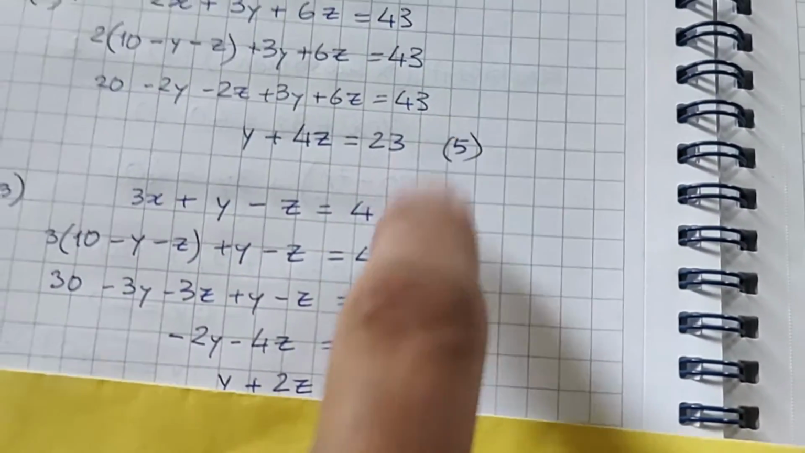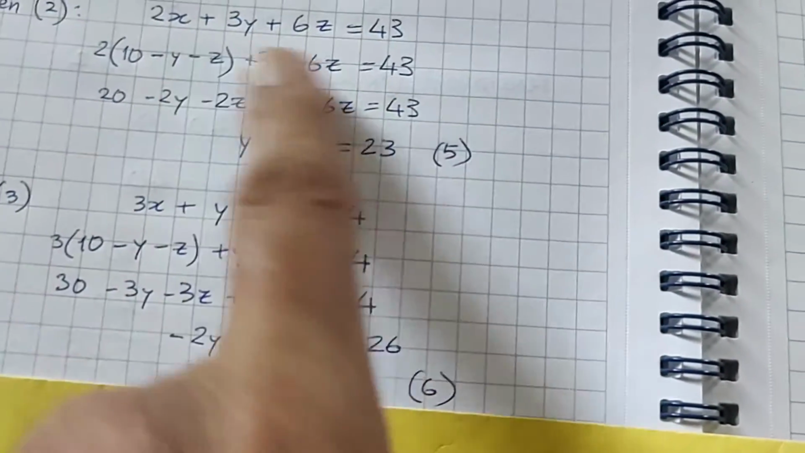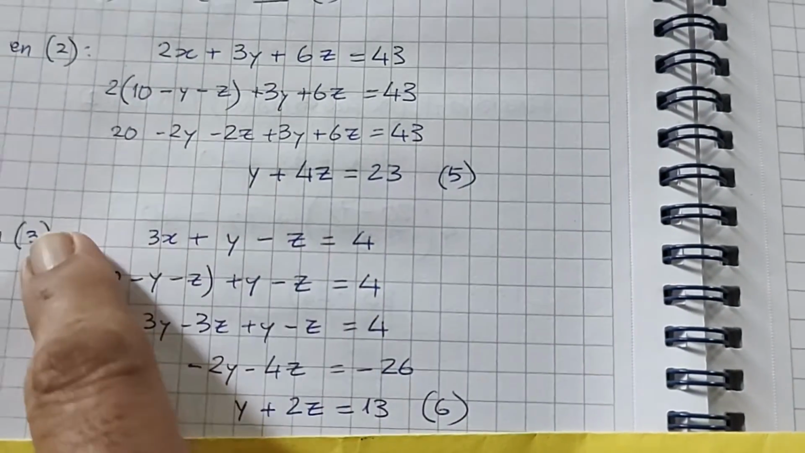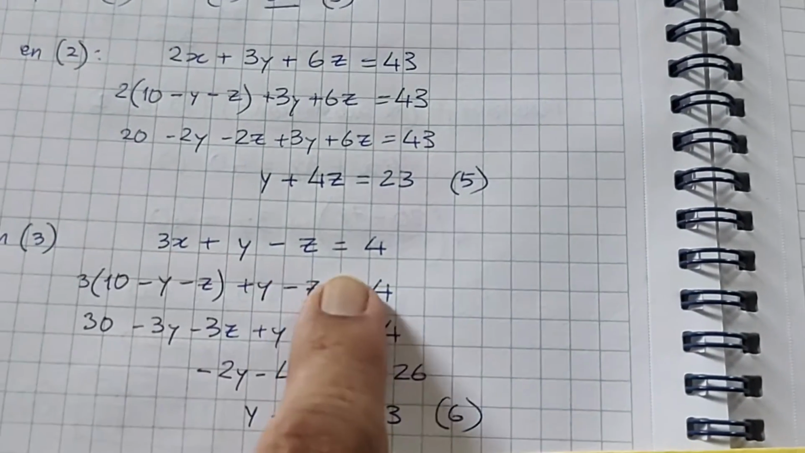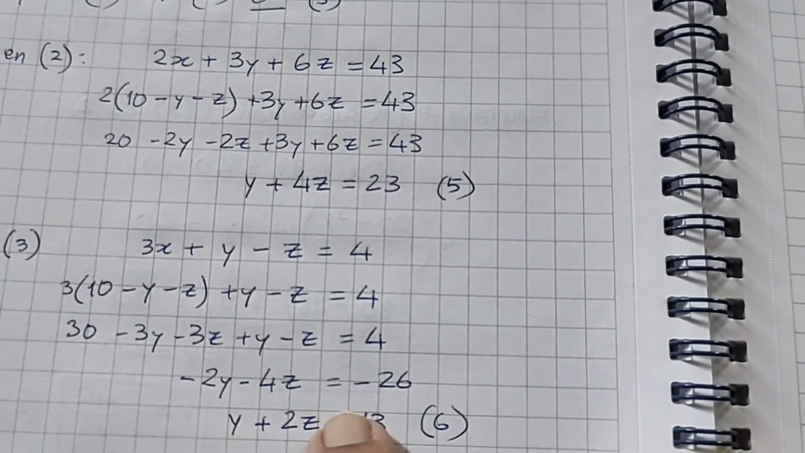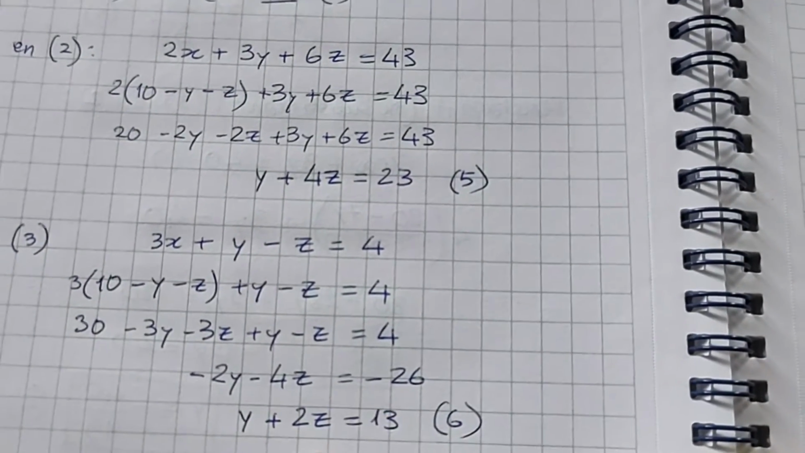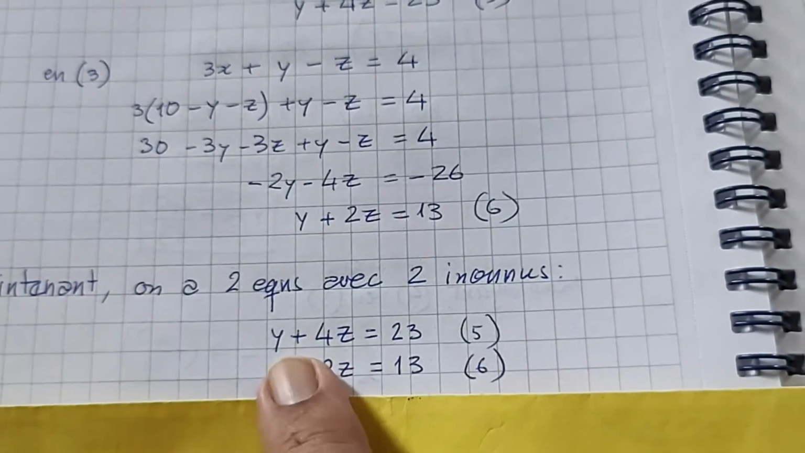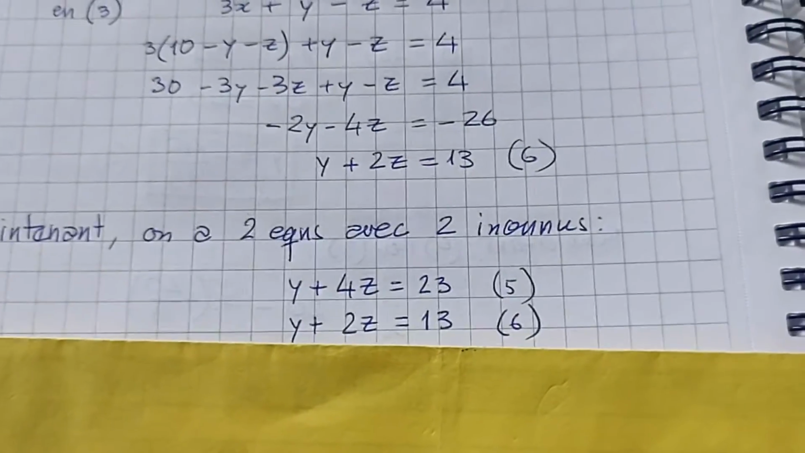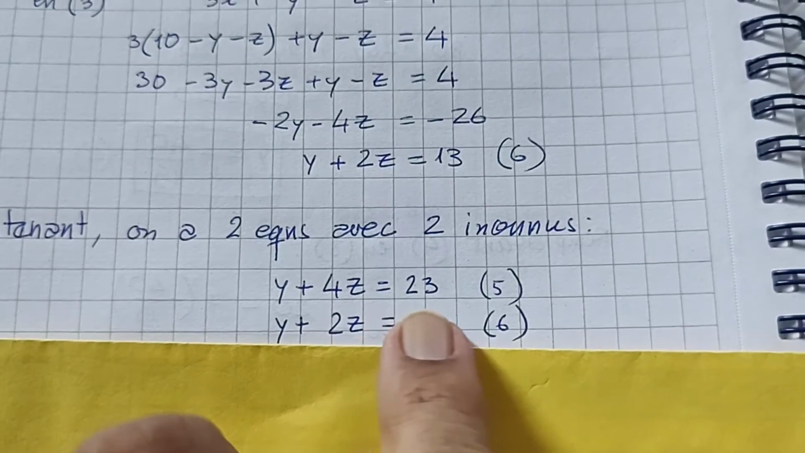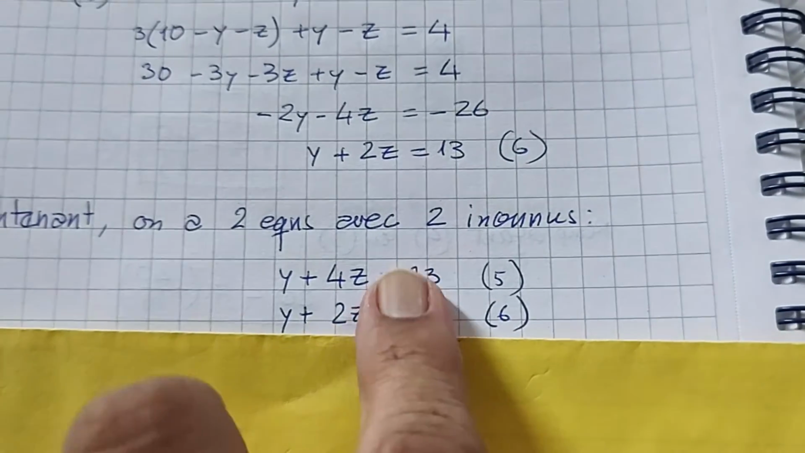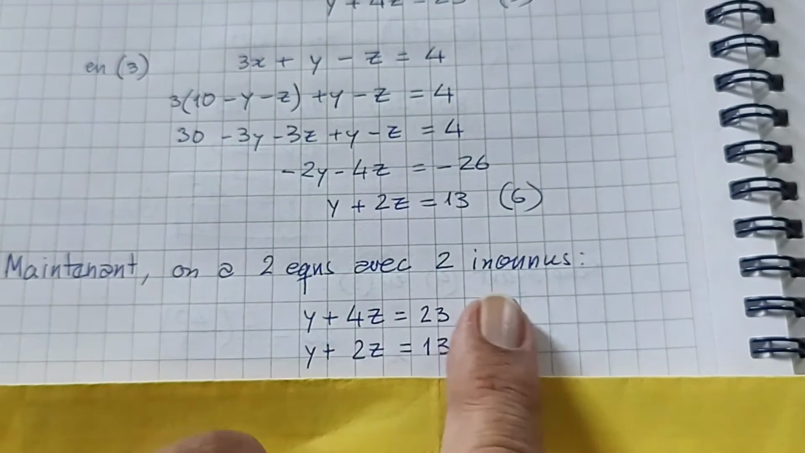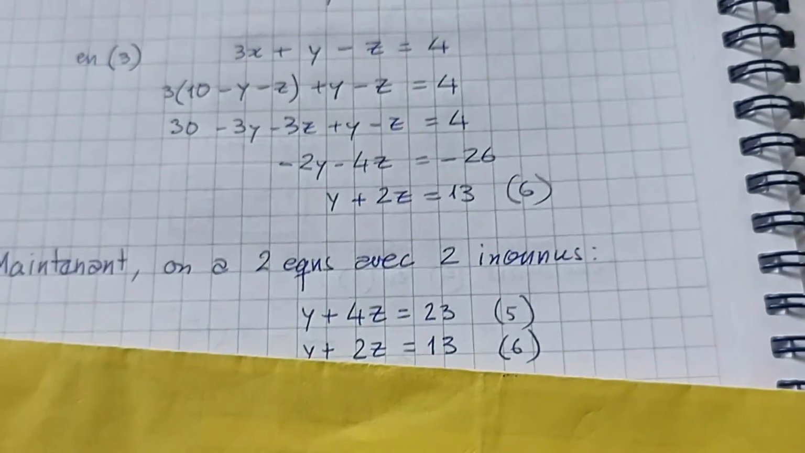So you have equations 5 and 6. Equation 2 turned into equation 5. Remember, you can see that there is no x there. Similarly, equation 3 turned into equation 6, and again there is no x in that equation. I will copy equations 5 and 6 again, one on top of another, and what do you see? Now we have two equations with two unknowns.